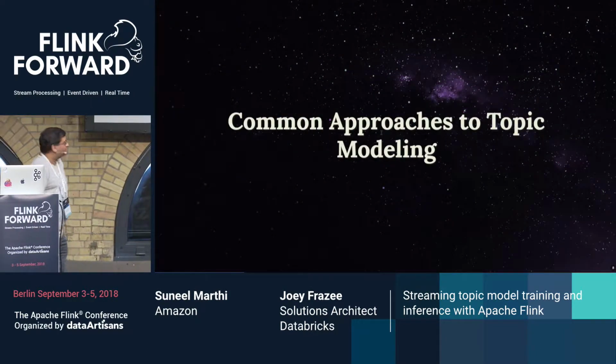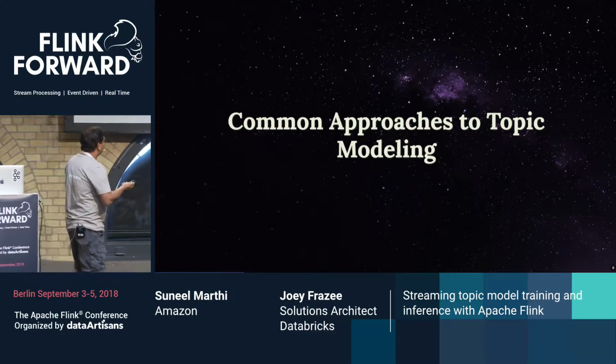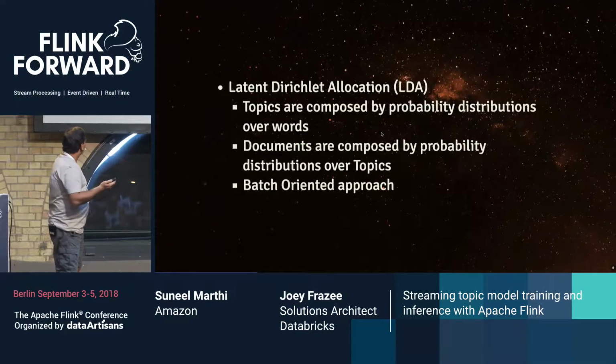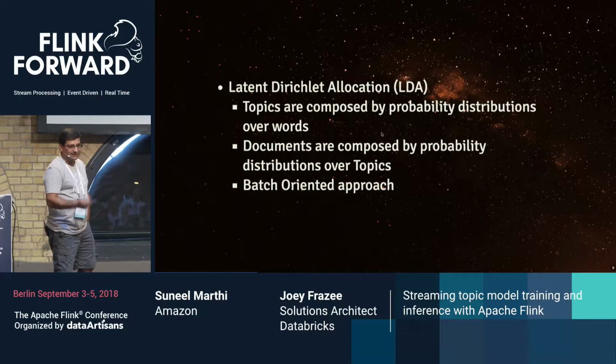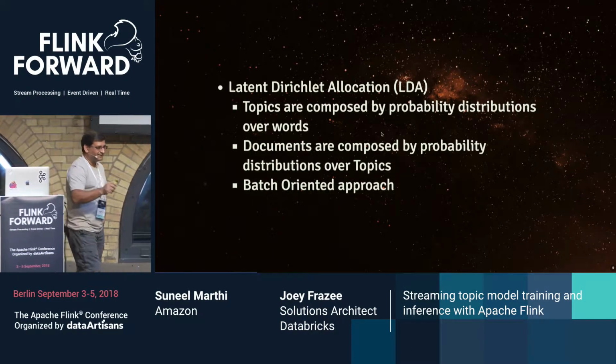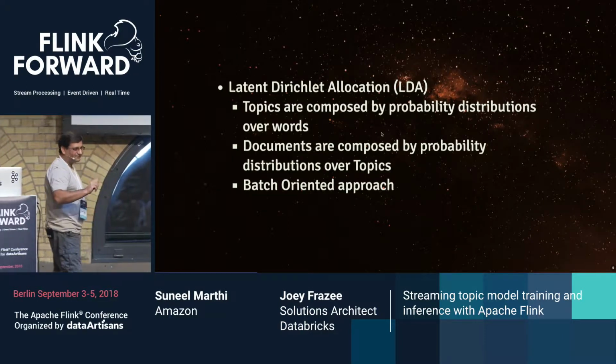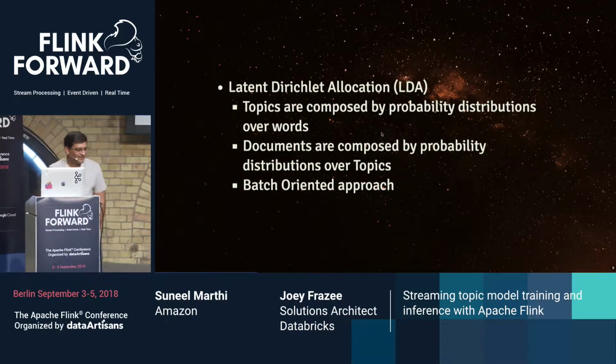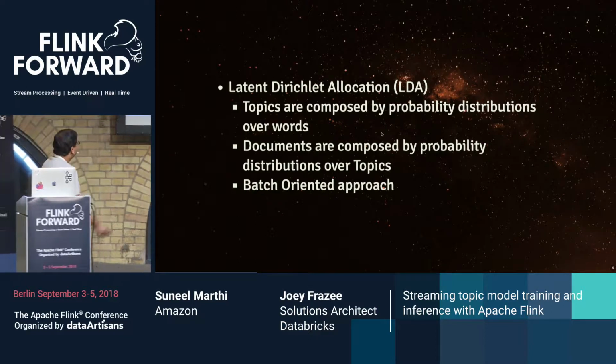So on that note, what are the most common approaches that we have today for topic modeling? Obviously, the first one is LDA, latent Dirichlet allocation. I'm not going to go in-depth as to what latent, Dirichlet, and allocation each mean. I think it's not relevant to the context here. And I don't want to freak you guys out with the math.